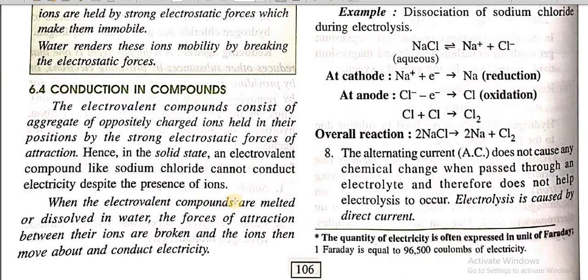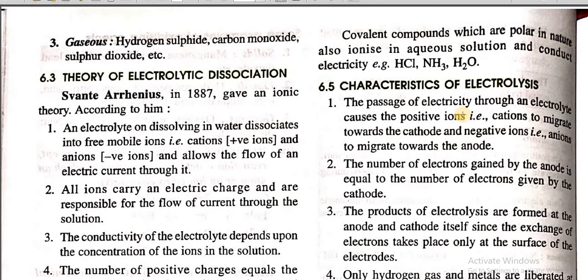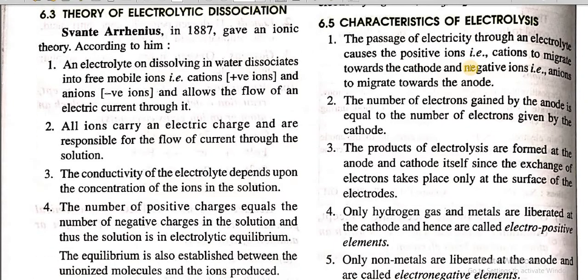When the electrovalent compounds are melted or dissolved in water, the force of attraction between their ions is broken and the ions then move about and conduct electricity. Whereas covalent compounds which are polar in nature also ionize in aqueous solution and conduct electricity, for example HCl, ammonia and water, they are electrolytes. Now what will be the characteristics of the electrolysis process?